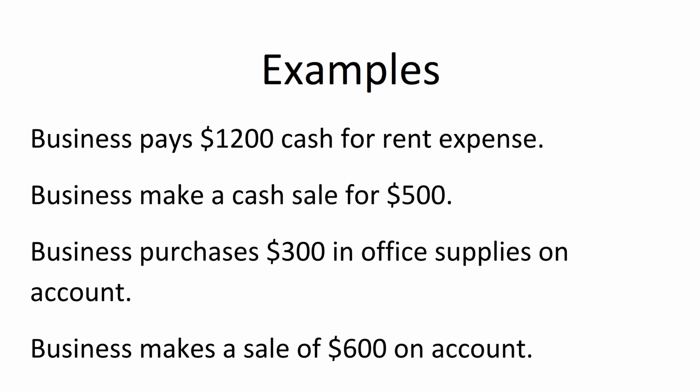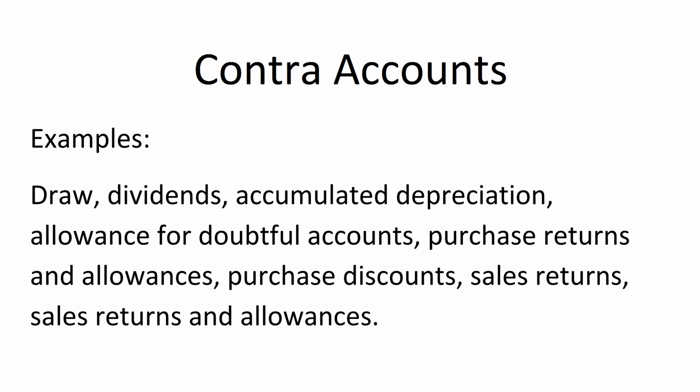A business makes a sale of $600 on account. So I need to increase accounts receivable, which is an asset. It's on the left, so it goes up on the left. So I'm going to have a debit to accounts receivable, and thus I'm going to have a credit of $600 to sales. And so that's just how I go about trying to think about revenues and expenses. I hope that works for you.